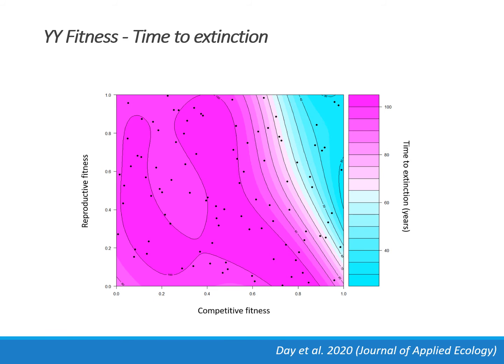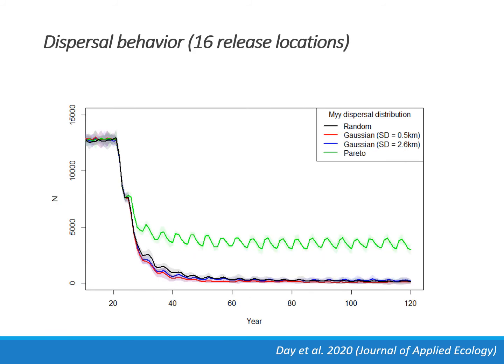For dispersal behavior of the YY fish, we used a number of different movement distributions, and I'm showing 3 of them here. We've got a random movement distribution where fish just move randomly to a new location on the landscape, and then a couple of Gaussian distributions with different standard deviations, and then a Pareto distribution, which we think is probably the most likely distribution that you would see. And this is with 16 release locations across that landscape, so this number could be increased or decreased depending on how much effort the managers wanted to put into that.